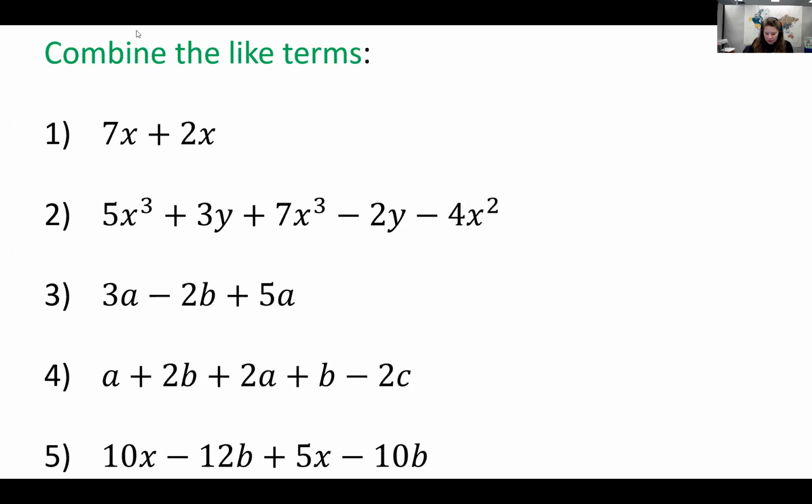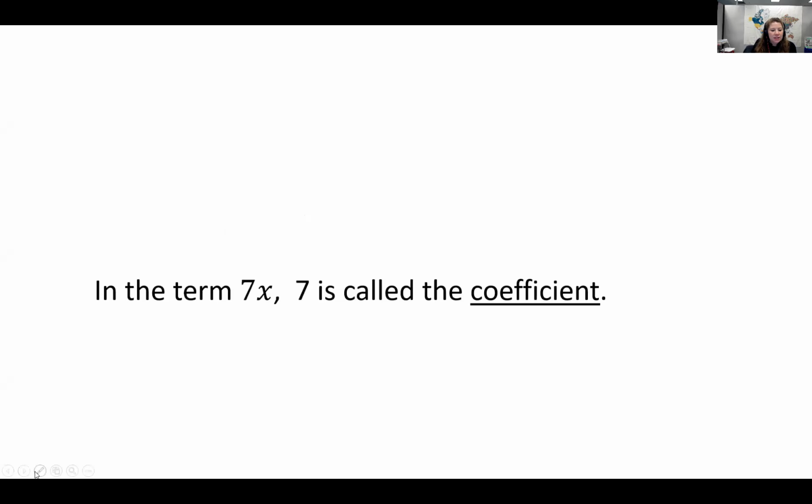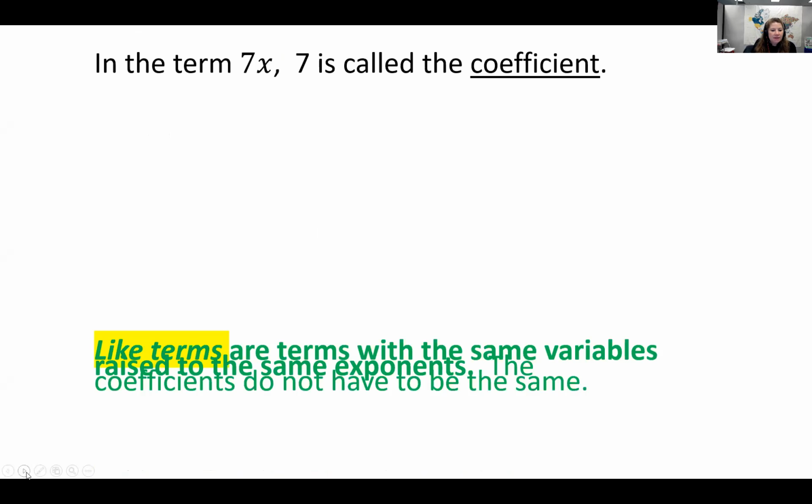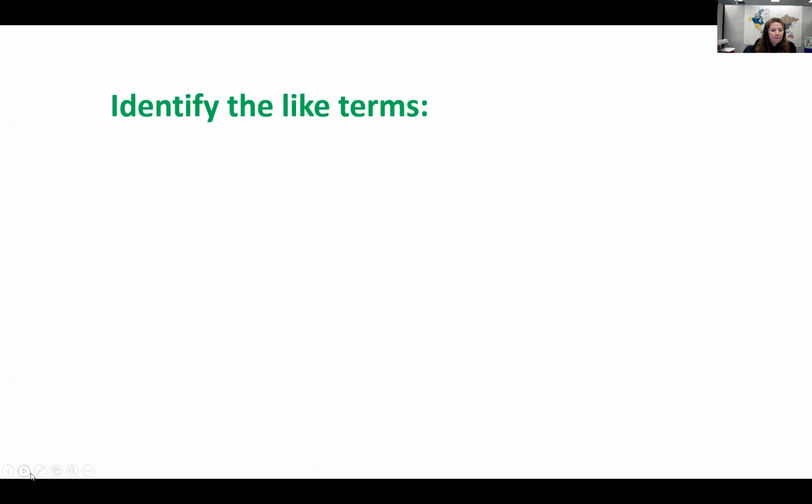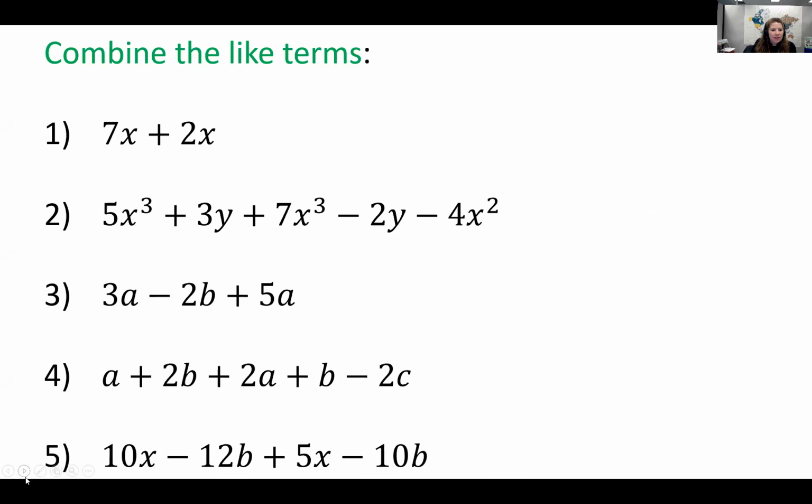All right, guys, so I did want to finish these problems with you. On the first one, if you have like terms, which means two numbers that have the same variable raised to the same power, you simply add their coefficients, okay? Let me get my pen working here. So 7x plus 2x is 9x.